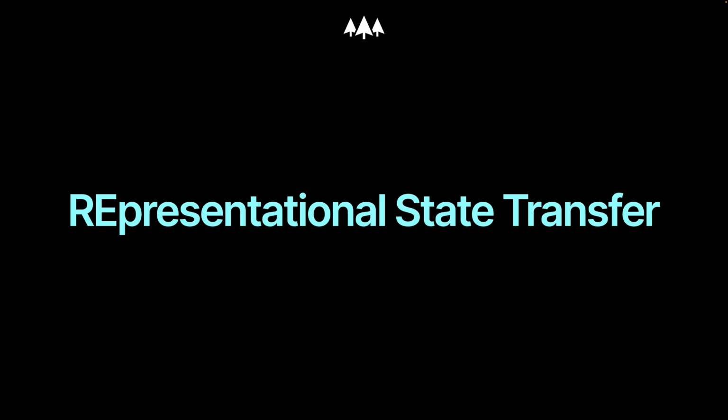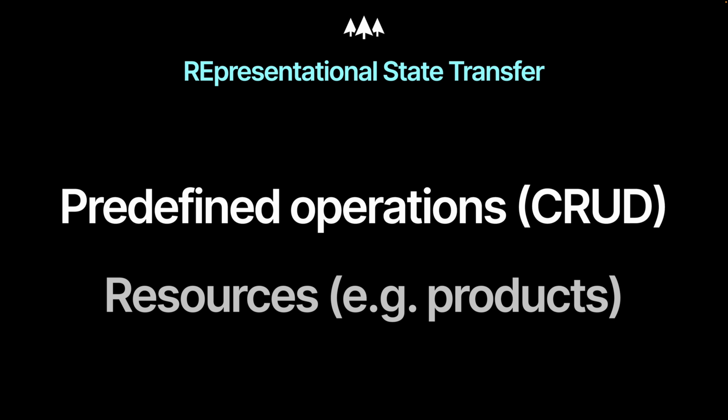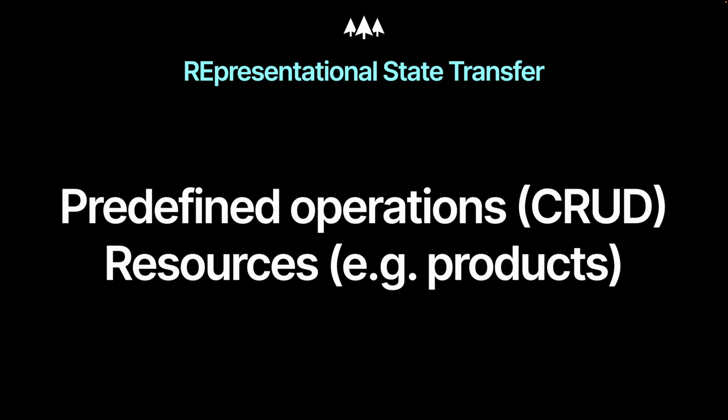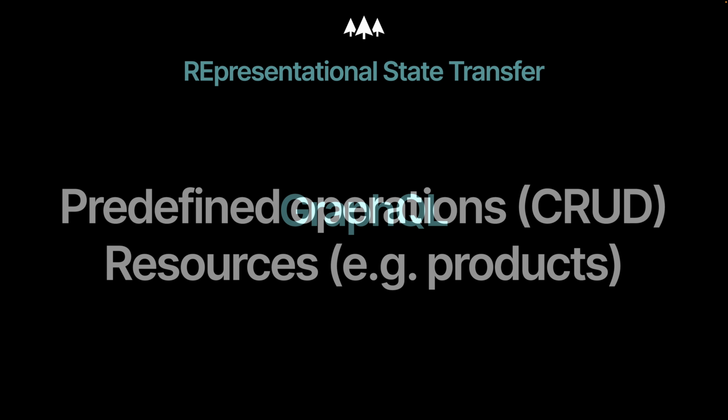REST stands for Representational State Transfer and represents a set of rules and guidelines for creating resource-based web services. RESTful APIs have a predefined set of operations available to a user, such as CRUD operations, and they're based on the concept of resources, such as products or users, and allow those resources to be read or modified.